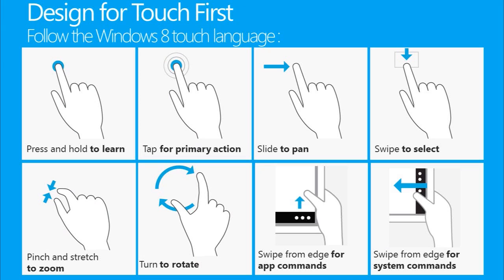Windows Store apps are designed to be touch first. Follow the Windows 8 touch language, which is a set of simple, direct gestures. These interactions are provided to you in standard platform controls to help you create an experience that feels fast and fluid, without needing to learn about special modes or memorizing gestures. Use those and you're set.